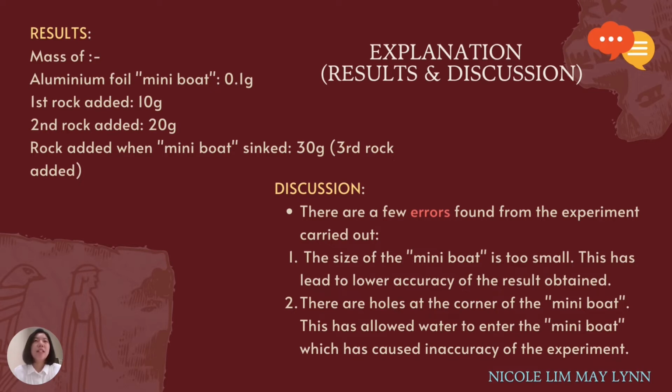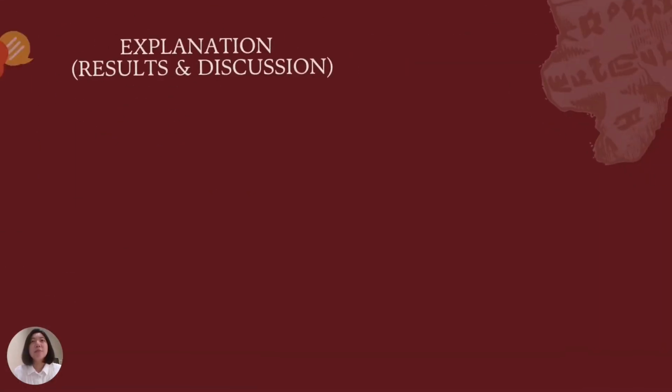For discussion, there are some errors found from the experiment carried out. First of all, the size of the mini boat was so small, and this has led to lower accuracy of the result obtained. And secondly, there are holes at the corners of the mini boat, and this has allowed water to enter the mini boat, which has caused inaccuracy of the experiment.